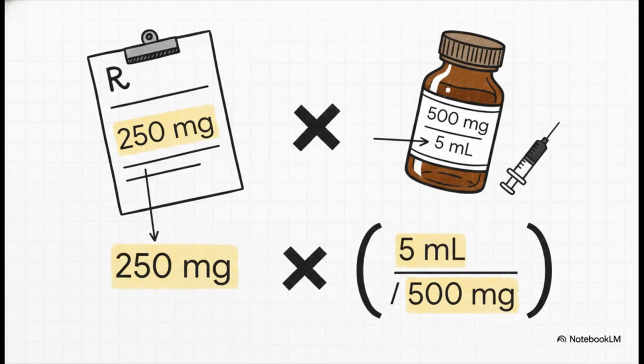Okay, let's get real with a practice problem. The order is for 250 milligrams. What we have on hand is a bottle that says it has 500 milligrams in every 5 milliliters. So we just plug it into our formula. The ordered dose, 250 milligrams, multiplied by the concentration, which is 5 milliliters over 500 milligrams.